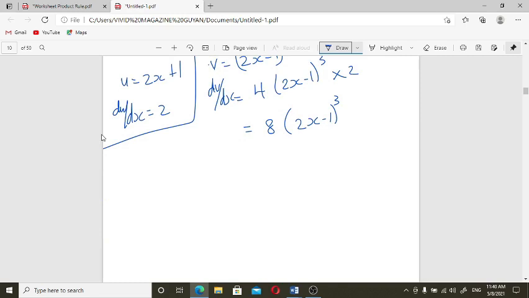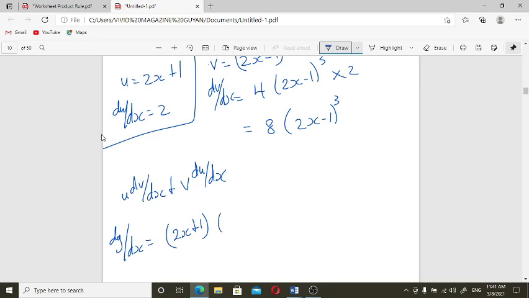So u dv upon dx plus v du upon dx. dy upon dx is equal to u, which is 2x plus 1, times dv dx, which is 8 of 2x minus 1 to the 3rd power.